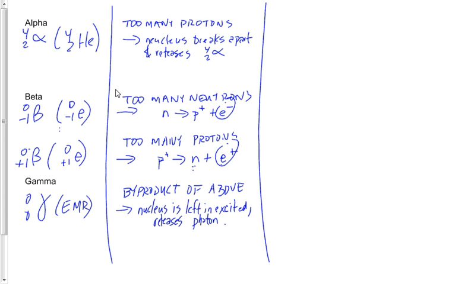You've just seen a neutron change into a proton and an electron. You'd be excited too. The nucleus is left in an excited state. What happens? It wants to go back down to its normal state, and as it does that, it gives off a gamma ray photon.